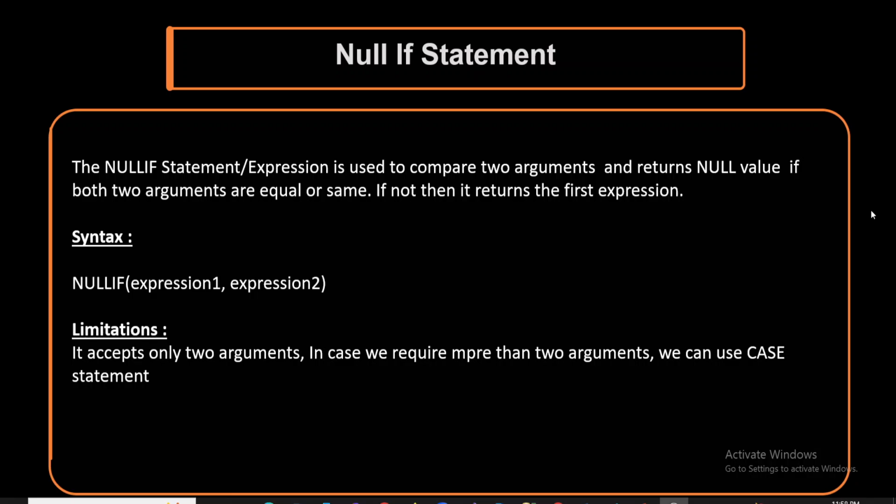So the NULLIF statement, we can say, is an expression used to compare two arguments, and it returns a null value if both arguments are equal or the same. If not, then it returns the first expression. So what is the meaning of this? If both arguments are the same, in that case it returns a null value. If they are not the same, then it returns the first expression. So this is the syntax. We can use NULLIF and then expression 1, comma, expression 2.